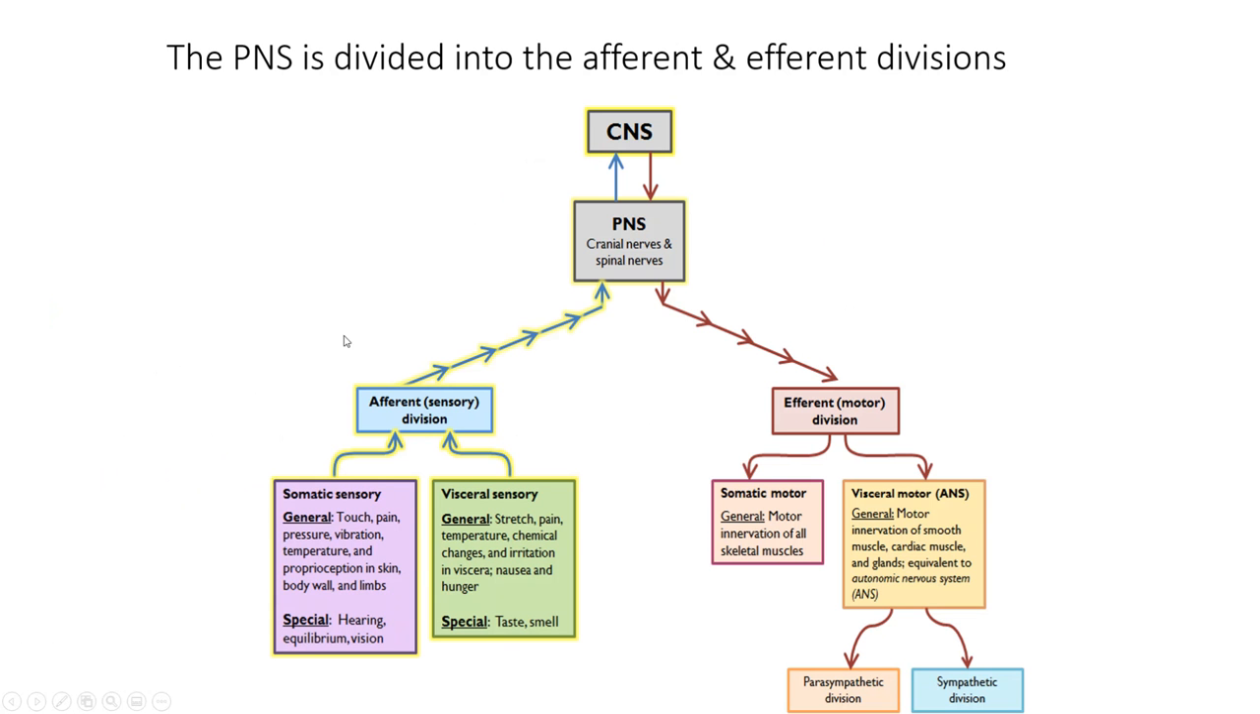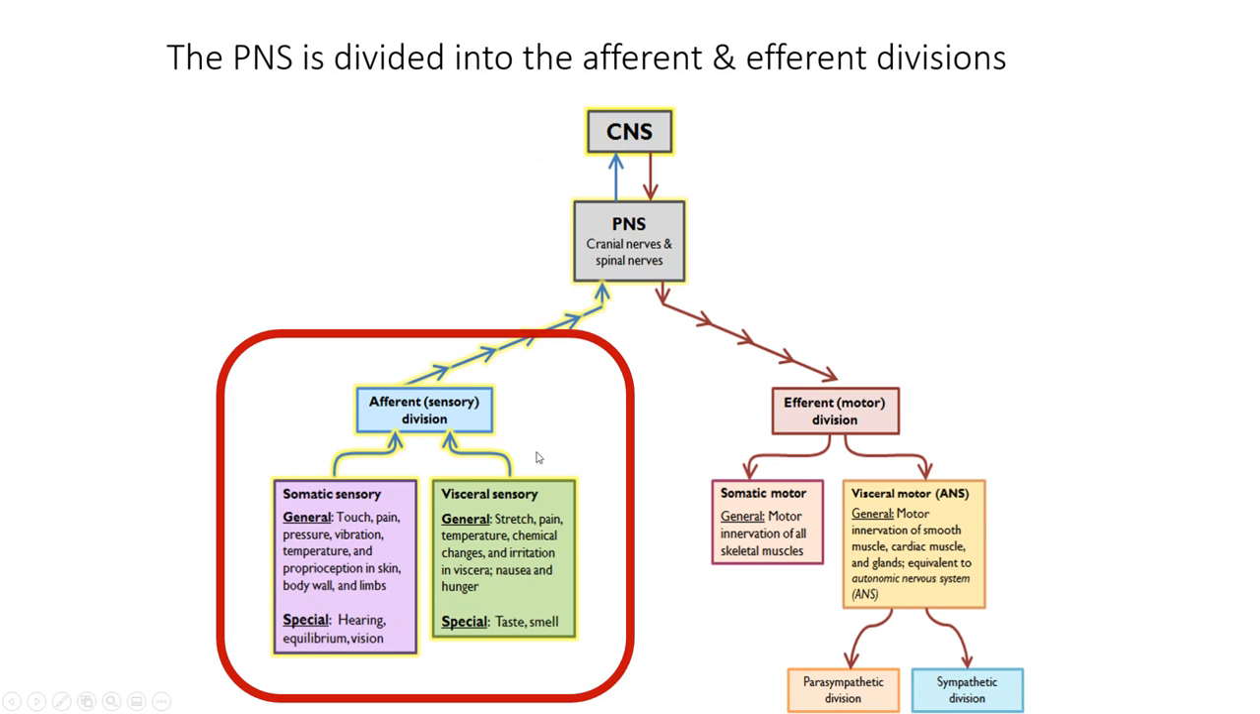So, of course, we are talking about the afferent division here of the peripheral nervous system. And remember that this afferent division, sensory division, is subdivided into somatic sensory and visceral sensory. And in both of these subdivisions, we can recognize both general and special sensory functions.